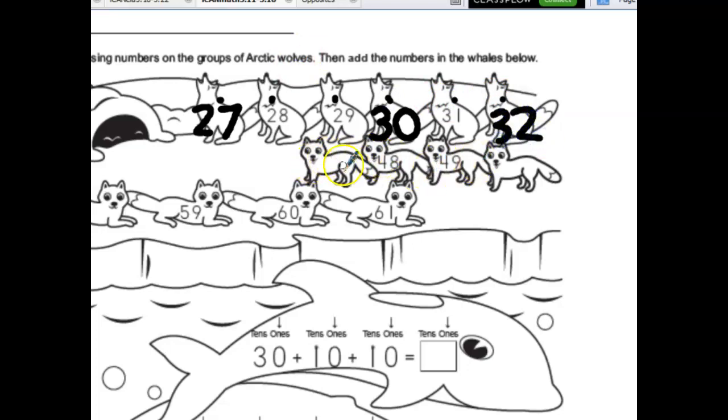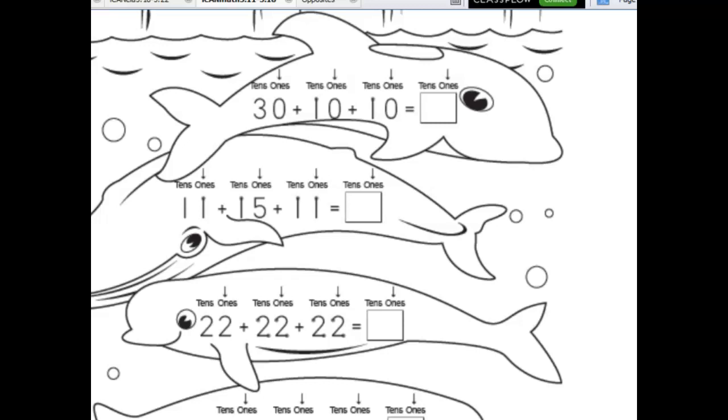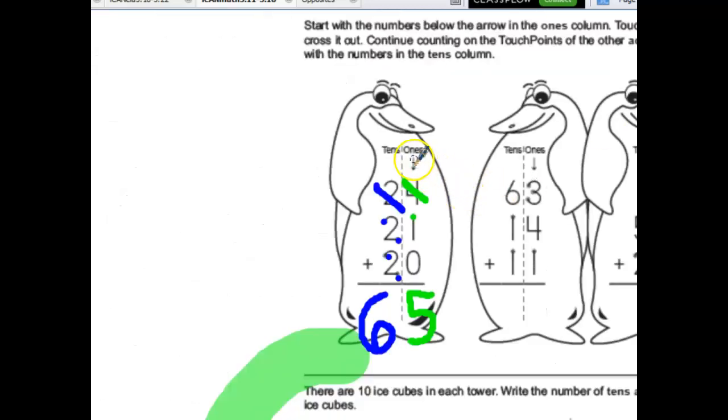Now this is a different group down here, so it doesn't continue from 32 on to the next number. This is a different counting sequence. See if you can figure out the missing numbers for these animals. When you get to this problem, it's just like the problems that we saw on the other page where we start with the arrow.